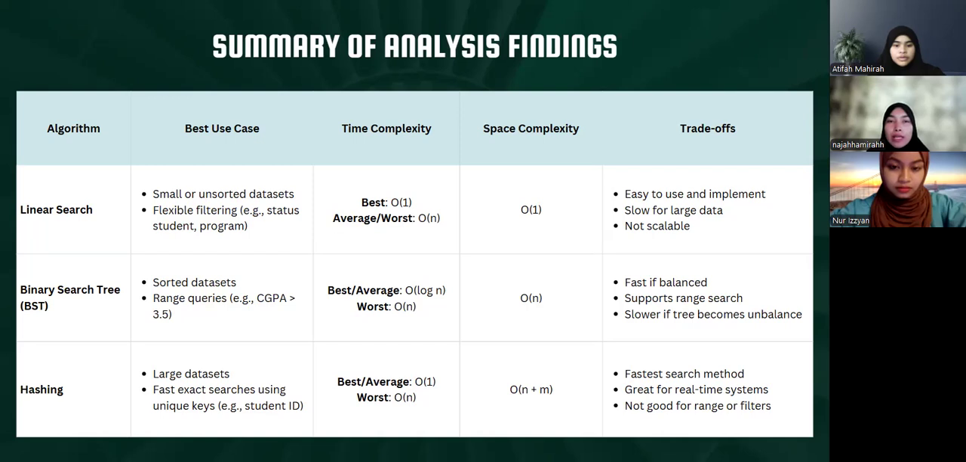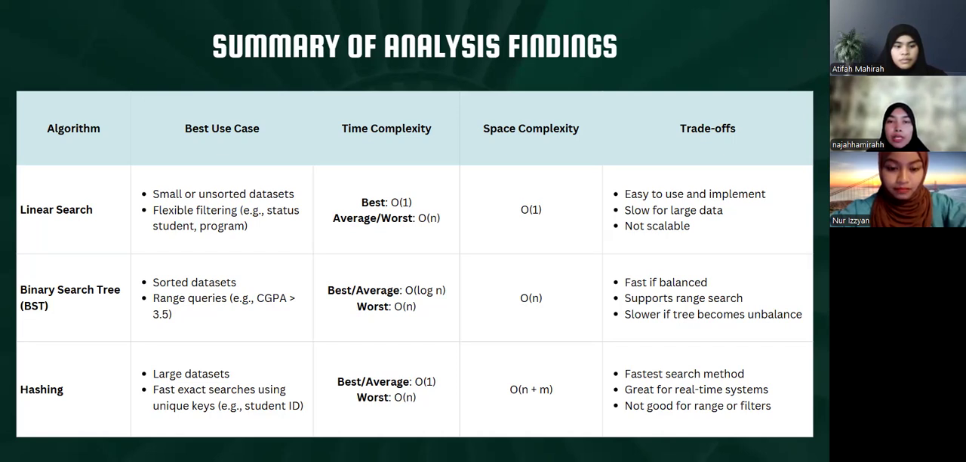So first, linear search is a simple and work well with small or unsorted dataset. It's good when the data keeps changing or when we need to search based on different filters like student status or program. However, it becomes slow when there are a lot of records because it has to check each one, with a worst case time complexity of big O of n. Next is binary search tree.